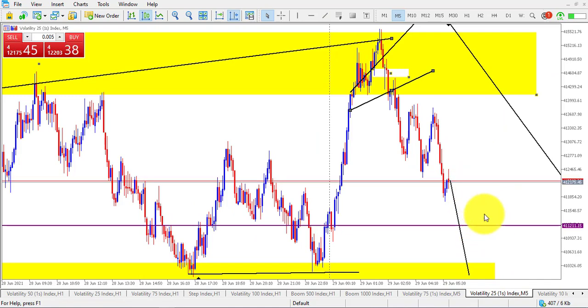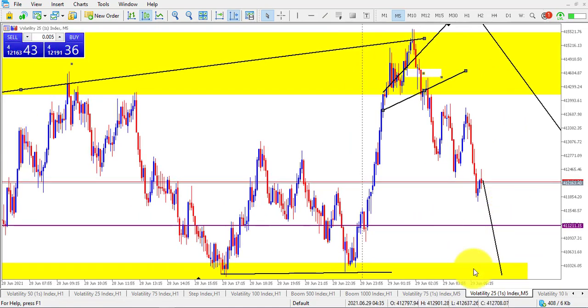V25S. Yeah, so this is the trade we are currently riding. We'll see how it goes.